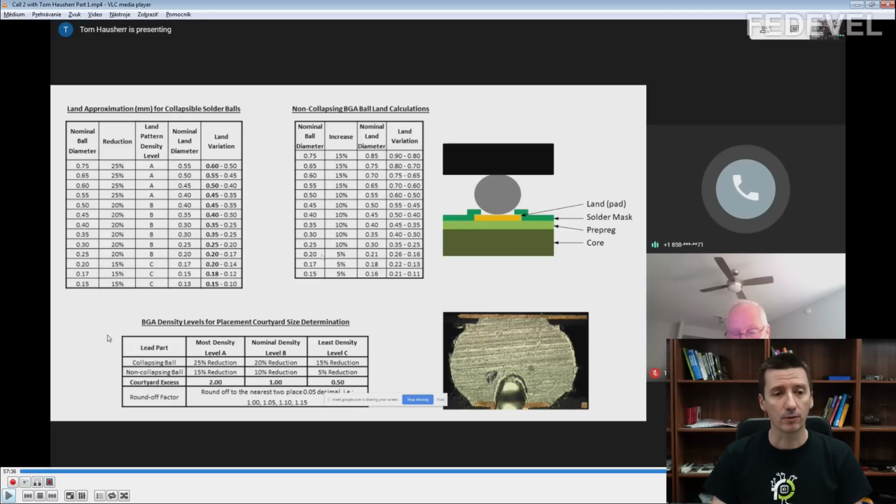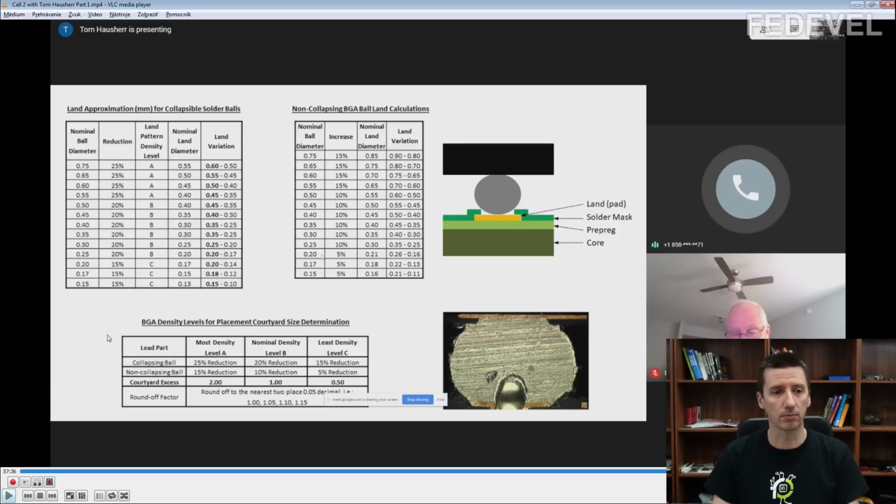In the next clip, Tom is going to speak about these tables, what you can see here. So this first table is for collapsible solder balls. This table is for non-collapsing balls. Notice these columns which are here. So this is the ball diameter. Then here is the reduction.